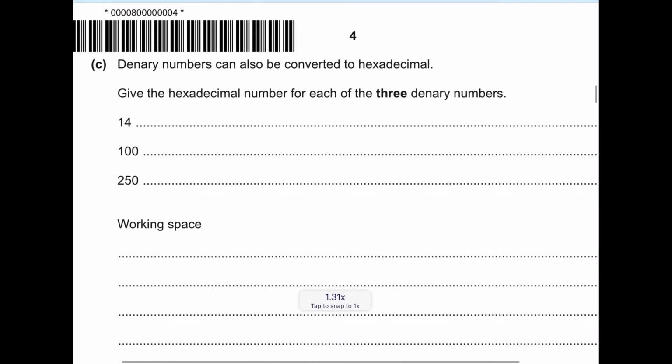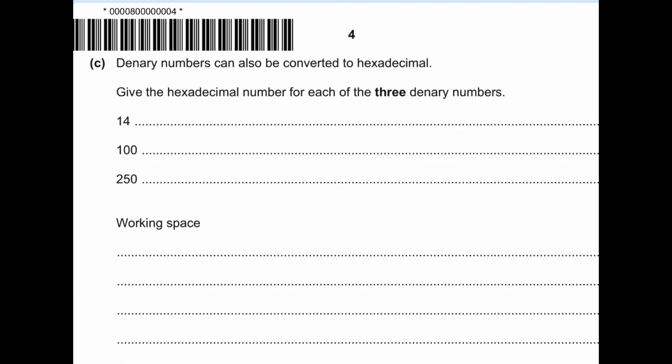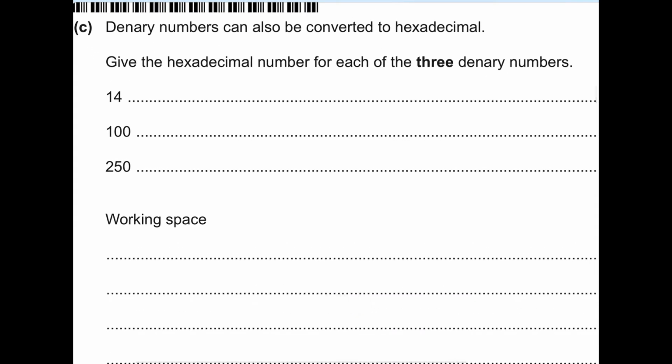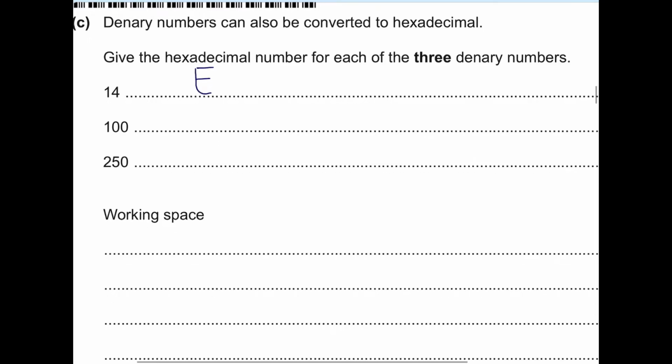Now we'll move on to this question, which says that denary numbers can also be converted to hexadecimal. Give the hexadecimal number for each of the three denary numbers. First we have 14, and if A is 10 in hexadecimal, B is 11, C is 12, D is 13, then obviously E is 14. Not much to think about, easy question.